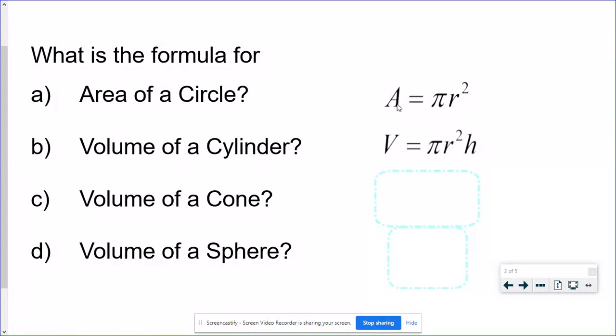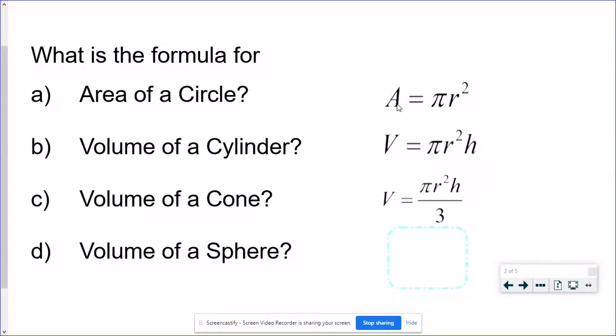The cone, same exact formula. But then we also multiply by the 1/3. And I've told you several times, I like to just divide by 3. In fact, this time I just wrote it as that divided by 3. Multiplying by 1/3, dividing by 3 is the same thing.